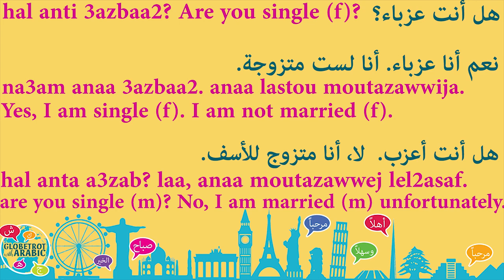هل أنت أعزب؟ لا. No. لا. أنا متزوج. So we said متزوجة with an A at the end is feminine. متزوج is masculine. أنا متزوج. I am married. لا أنا متزوج. No, I am married. للأسف. للأسف means unfortunately. أنا متزوج للأسف. I am married unfortunately.